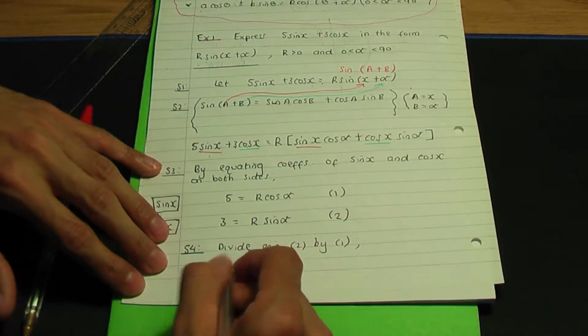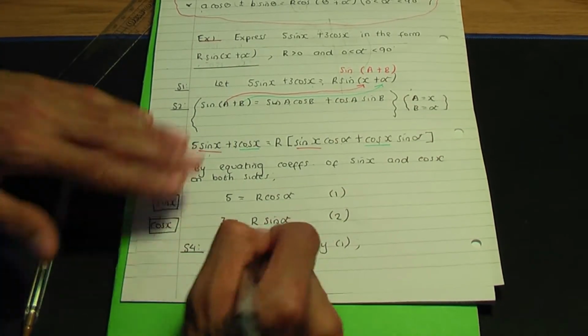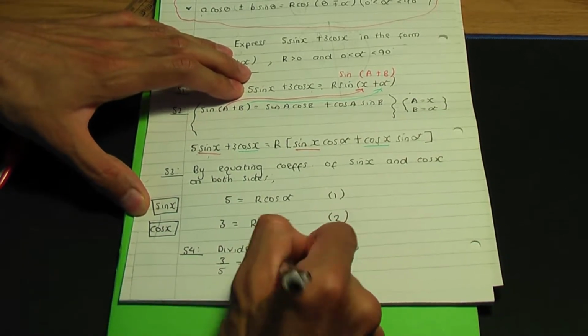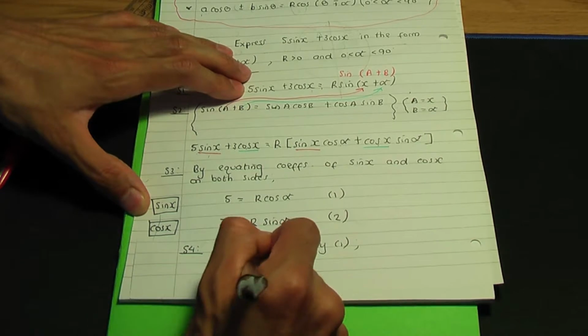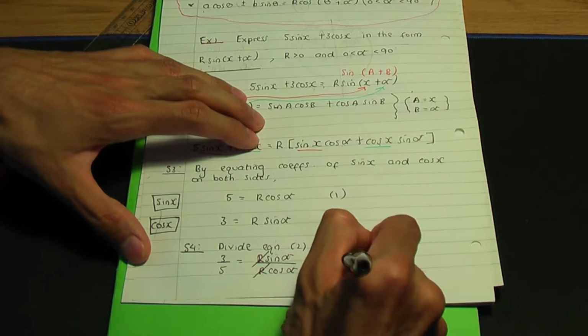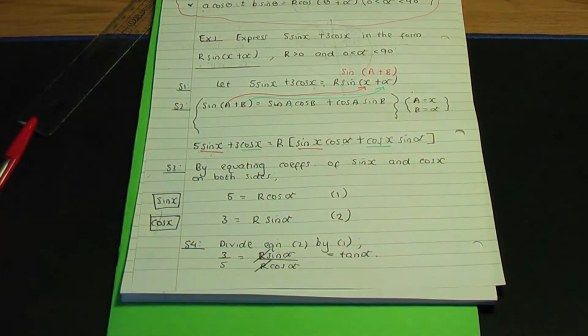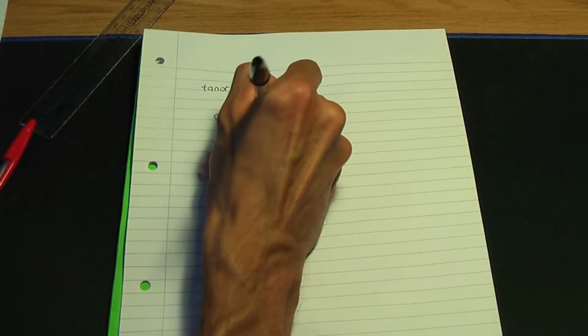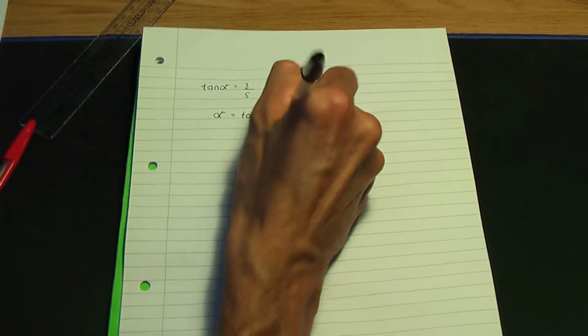So on the left hand side, 2 over 1 is 3 over 5. And on the right hand side, 2 over 1 is r sine alpha over r cos alpha. R should cancel at this stage, and sine over cos is tan alpha. So let me continue on a fresh page. So we have the equation now. Tan alpha is equal to 3 over 5. That implies alpha is the inverse tan of 3 over 5.